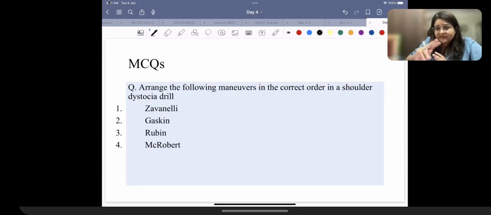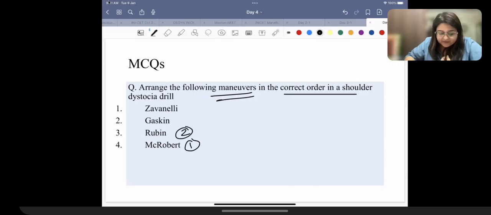So don't handle it. Just try to fill the bladder or make the patient head low, to somehow relieve pressure away from the cord. Now arrange the following maneuvers in the correct order in a shoulder dystocia. What will you do first? McRoberts, Rubin, Gaskin, and lastly Zavanelli. Right? 4, 3, 2, 1.